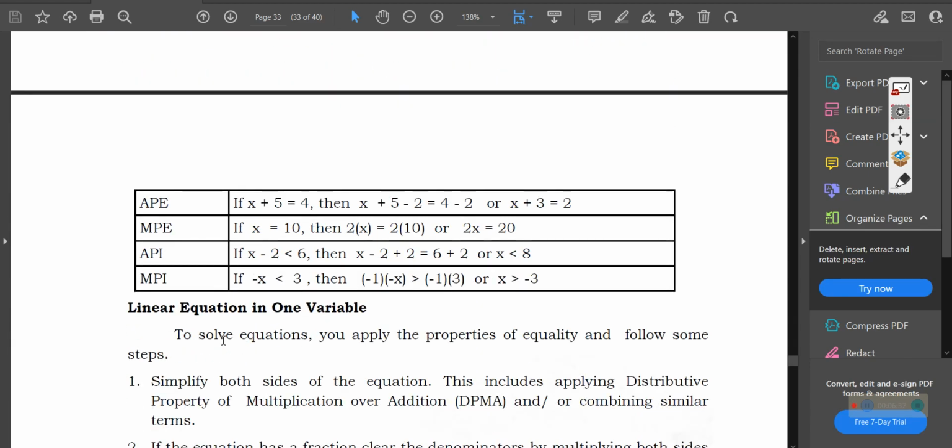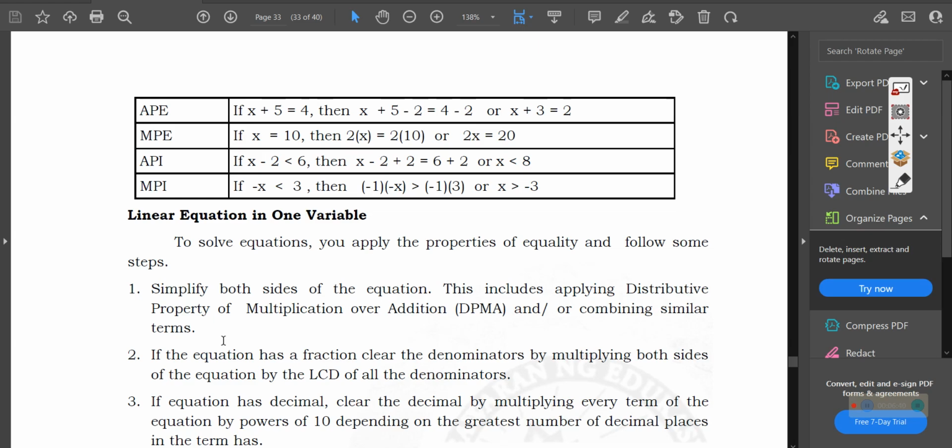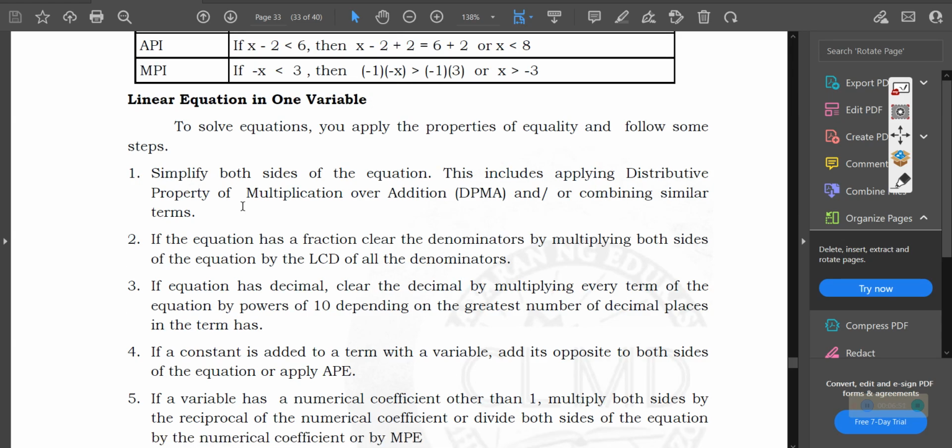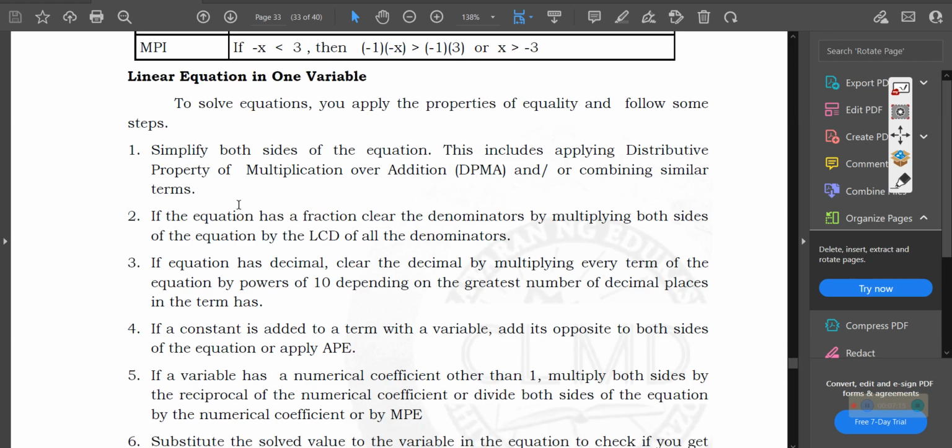So, i-apply natin ngayon yung properties na yun in solving linear equation. Ito yung mga steps na tatandaan po ninyo when solving linear equation in one variable. Okay? Number 1, we have to simplify both sides of the equation. So, this includes applying distributive property of multiplication over addition or subtraction, kung sakali man, and or combining similar terms. So, dapat walang similar terms. So, mas magiging simple yung solution natin kung isi-simplify muna natin yung ating equation.